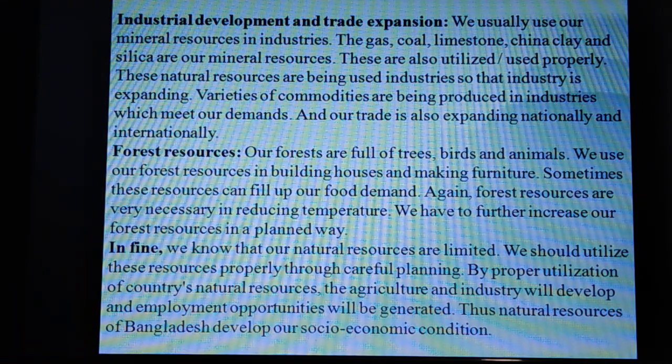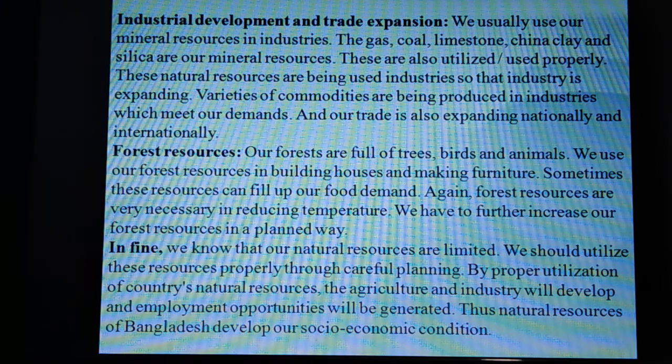Forests supply us wood, timber, and different kinds of animals are found in the forest. They sometimes fill up our food demands, and trees of the forest supply us oxygen. In this way, the temperature remains balanced in the environment.